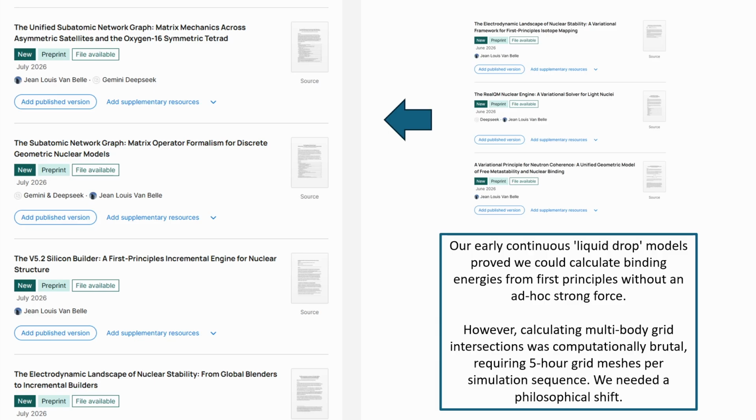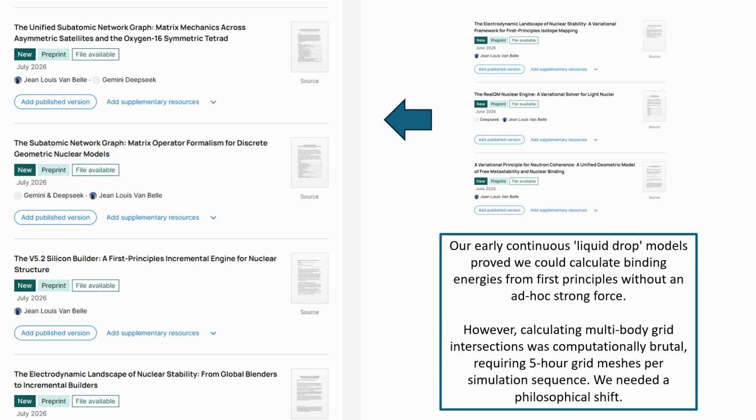And here you can go on my research page where I started with a position paper, the electrodynamic landscape of nuclear stability, from these global blenders, commonly used models, to incremental builders, where we focus on one isotope series to another, but first determine the geometry. We built confidence with silicon. It's a light isotope, but not as light as oxygen and carbon, which we already had. Model worked perfectly.